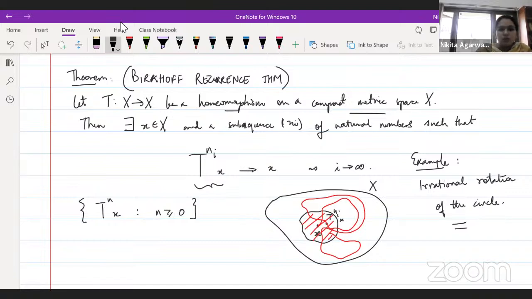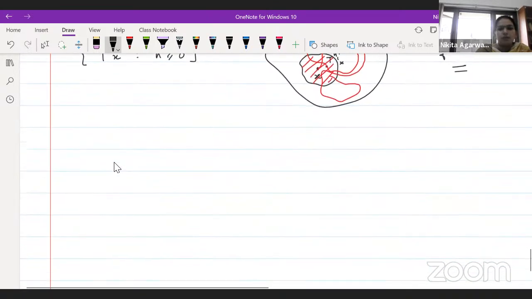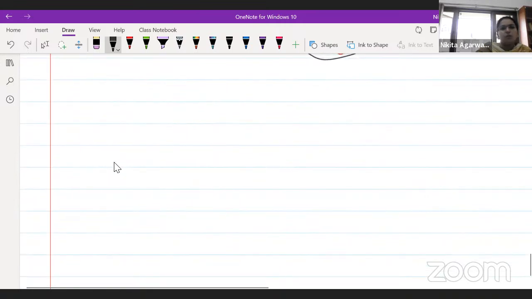Okay. So now let me introduce to you an application of ergodic theory to proving a very famous result in number theory.